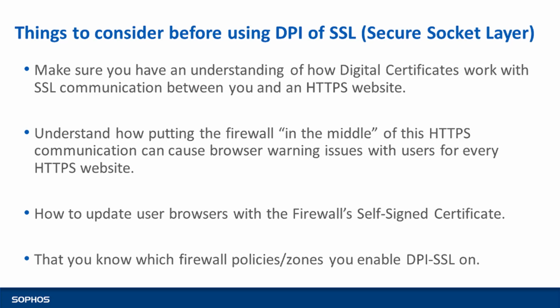Here are some things to consider before using decrypt and scan HTTPS. Make sure you have an understanding of how digital certificates work with SSL communication between you and an HTTPS website. Understand how putting the firewall in the middle of this HTTPS communication can cause browser warning issues with users for every HTTPS website they visit. How to update user browsers with the firewall's self-signed certificate. That you know which firewall policies and zones you enable DPI SSL on.